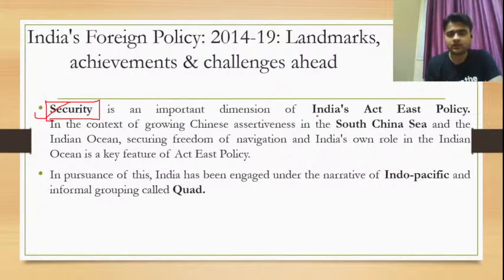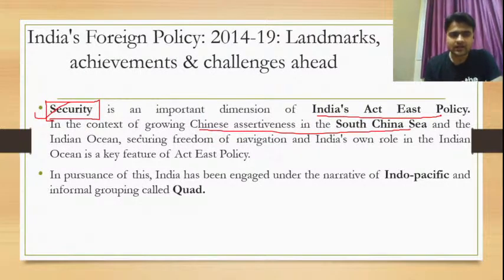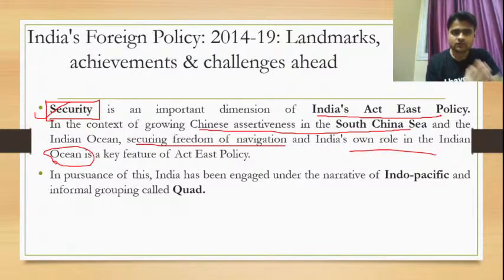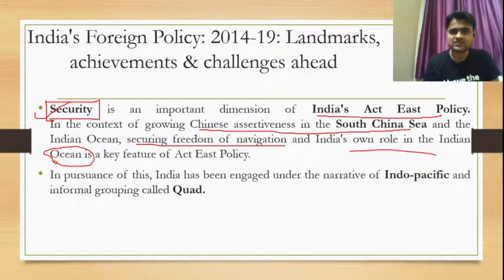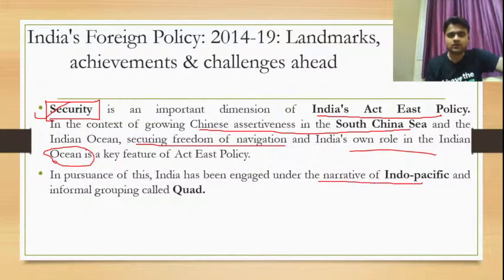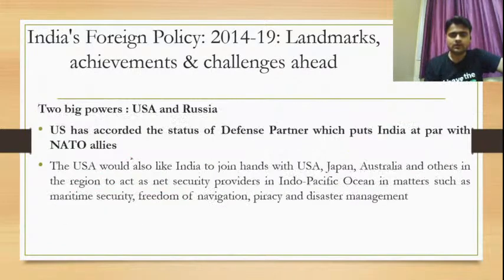Now as I told you, apart from economic integration, security cooperation is the new dimension which has been added into India's Act East policy. Why? Because of China's assertiveness in the South China Sea and our own interest of securing freedom of navigation and our own role in the Indian Ocean. So these are some of our own national interests because of which we aligned our foreign policy. We are again going back to basics, back to our starting class lecture, that there are only permanent interests. In order to reflect those permanent interests, there will be a change in foreign policy, and therefore our foreign policy changed from Look East to Act East. And then again there is an example, that is the Indo-Pacific informal grouping called Quad. Okay, let us move ahead.